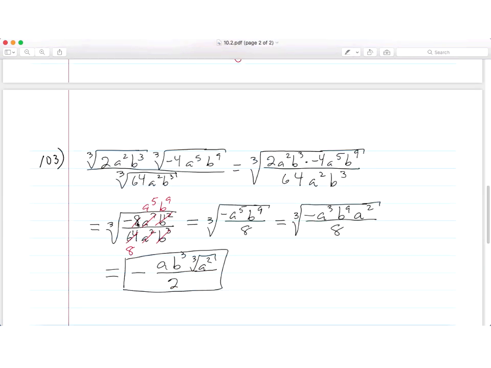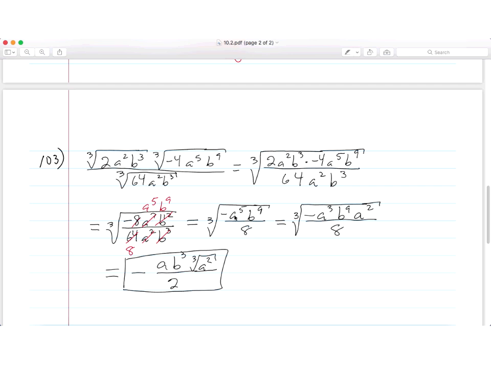2 times negative 4 is negative 8. A squared times a to the 5th is a to the 7. B cubed times b to the 9 is b to the 12, over 64 a squared b cubed. 64 divided by 8 is 8. A to the 7 divided by a squared is a to the 5th. B to the 12 divided by b cubed is b to the 9. So I want to determine the cube root of negative a to the 5th b to the 9 over 8.